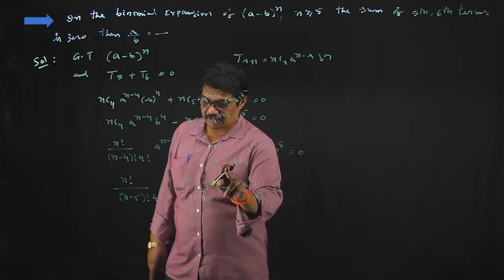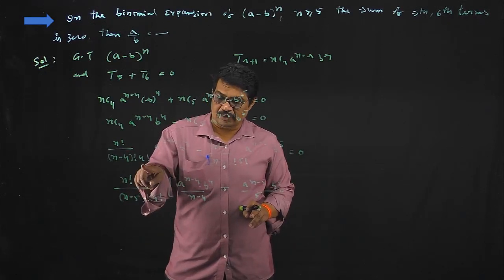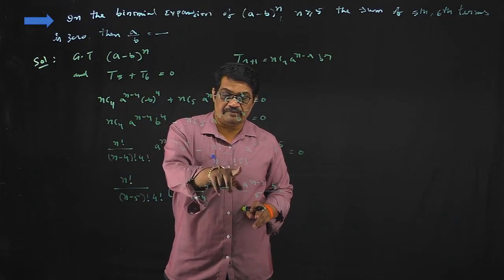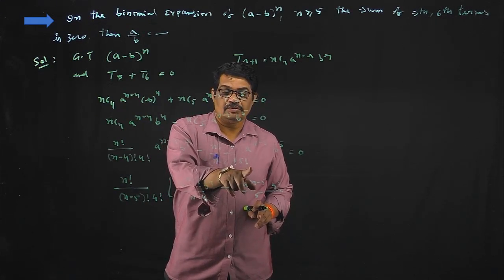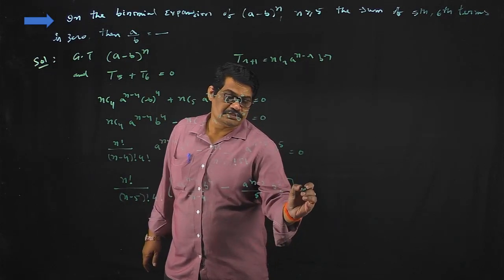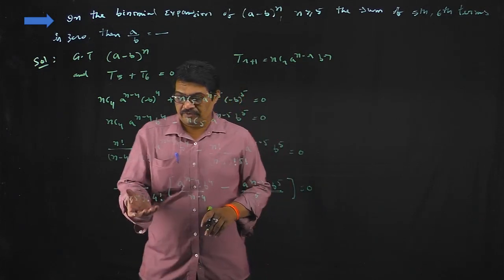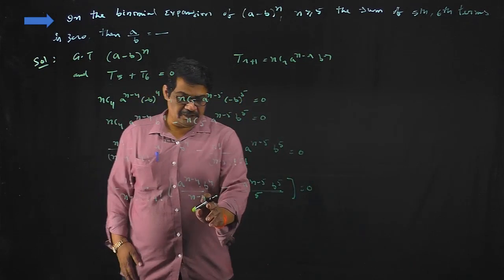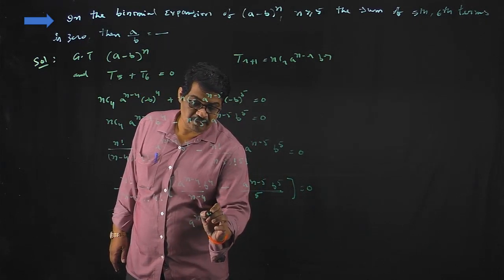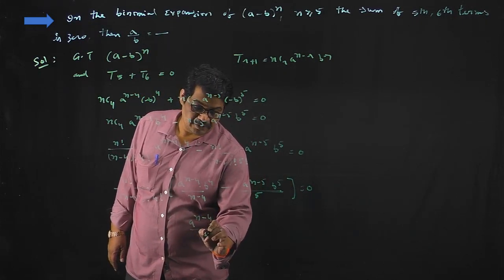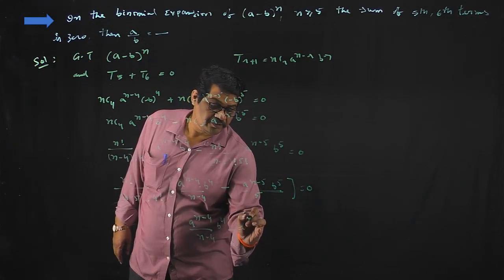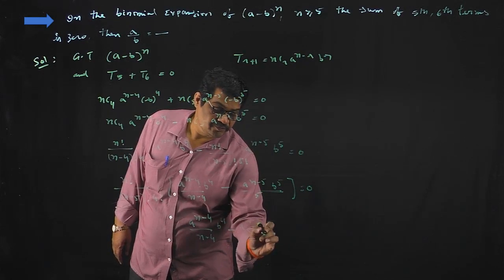Here (n minus 5) factorial is common, 4 factorial is common. Here 5 factorial can be written as 5 into 4 factorial, so 4 factorial is common. This is equal to 0. Now this common value is not equal to 0, so the remaining term is 0. That is a to the power of n minus 4 by (n minus 4) into b to the power of 4, minus a power n minus 5 b power 5 by 5.